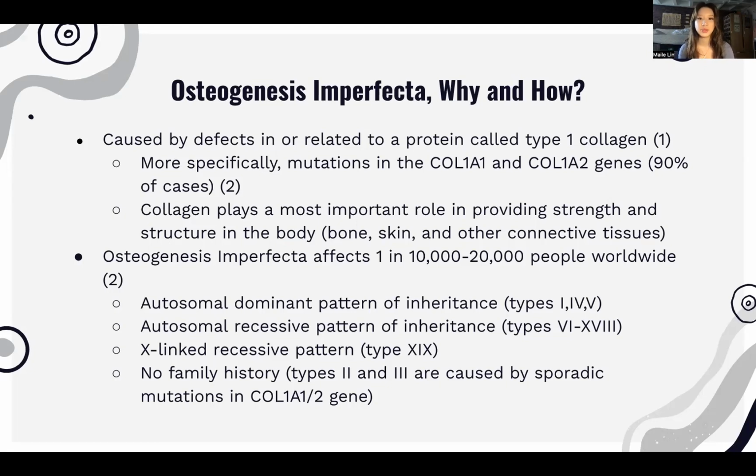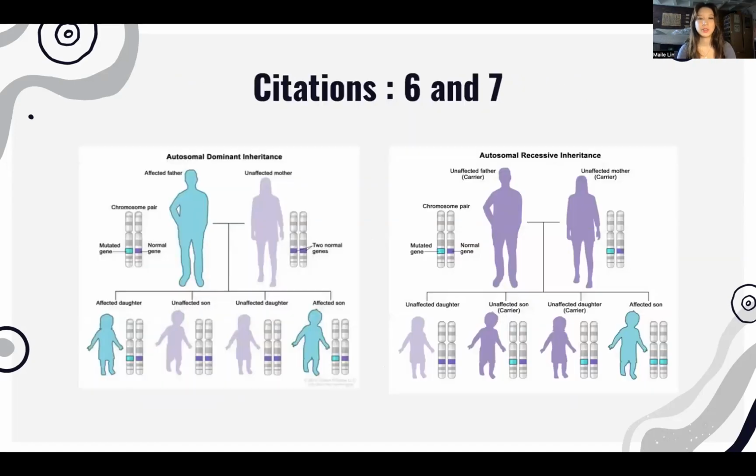And then lastly, types 2 and 3 are just caused by sporadic mutations in the collagen gene, so no family history is necessary to have types 2 and 3. And then I also just wanted to point out the dominant and recessive inheritance in the chart. As you can see, the father could have OI and the mother does not, and it passes down to the children. However, in the recessive, both the parents are carriers and they don't have OI, but it could show up in one of their children.